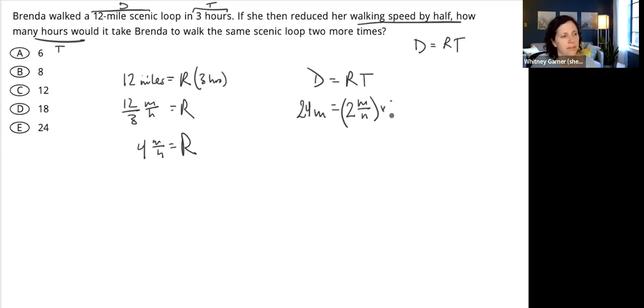And then I'm going to multiply by time. So I'm going to divide both sides in order to get the time. This is 24 miles divided by 2 miles per hour.